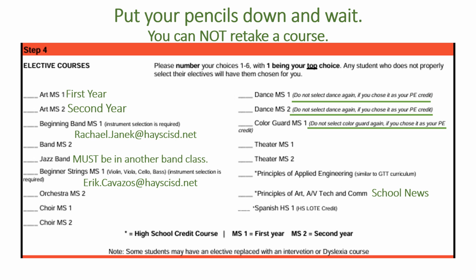Same thing for beginner strings. If you're in it right now and you plan to continue in orchestra, MS2. If you plan on starting beginner strings next year, then you will need to email Eric Cavazos at haycsd.net and get an instrument selected. Again, required.